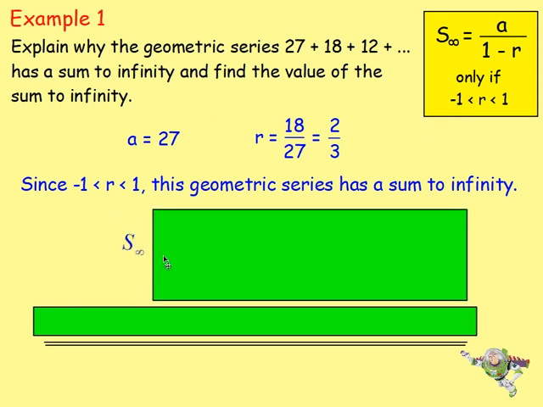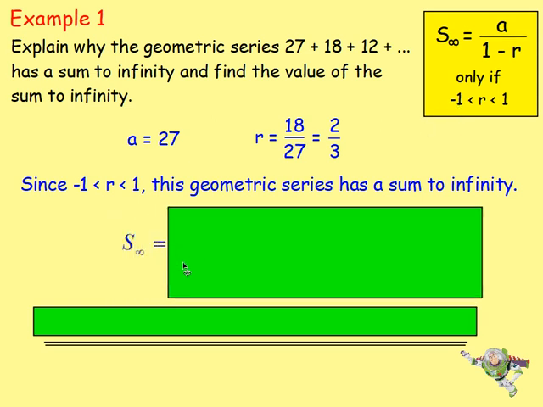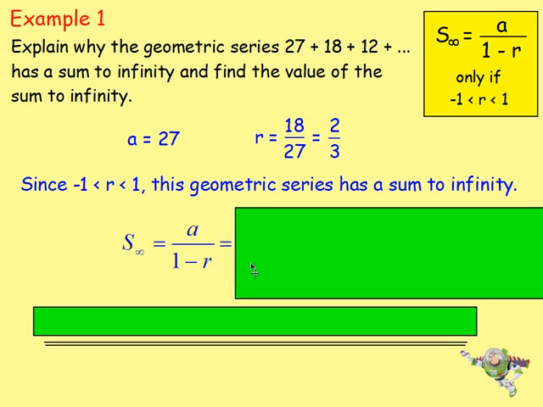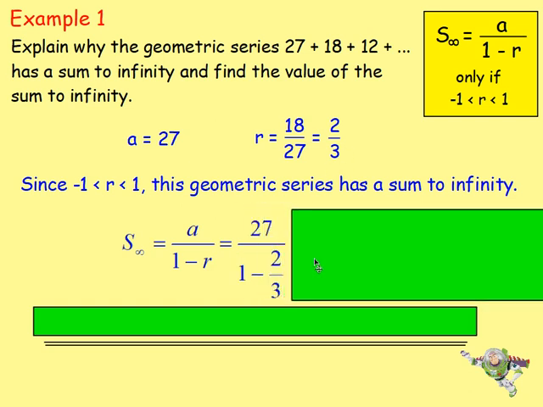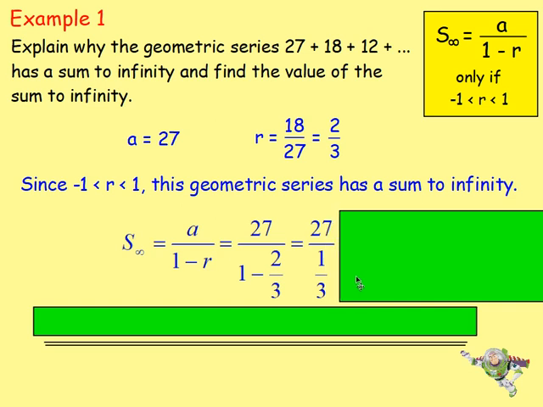So the sum to infinity equals A over 1 take away R, and that would equal, replace A with 27 and replace R with 2/3. So we have 27 over 1 take away 2/3. Simplifying the bottom, 1 take away 2/3 is just 1/3, so it's 27 divided by 1/3.